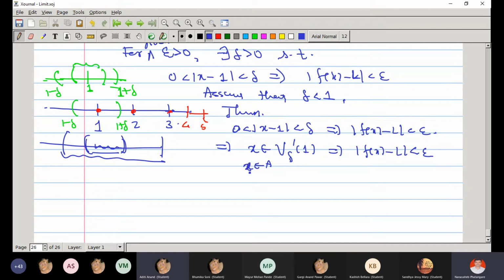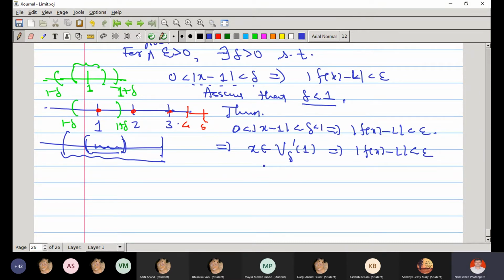So if delta is greater than 1, then 2 is possible, 3 is possible. But what I am saying is there is a delta such that for every x in the delta neighborhood, it is true. So if I cut it down and choose a smaller delta, then also it must be true. Now I am necessarily taking delta less than 1. So what are the possible x which are in the domain and whose distance from 1 is less than delta? There is no such x. Very good.